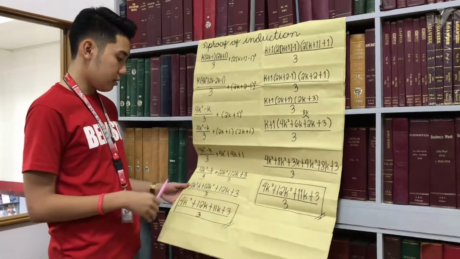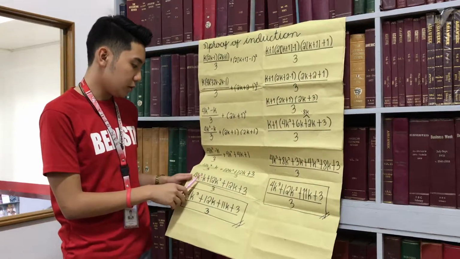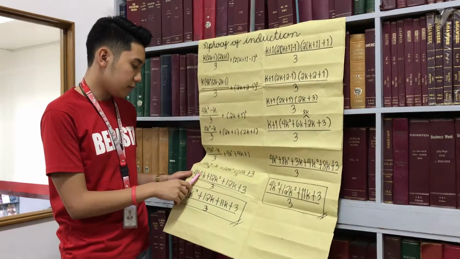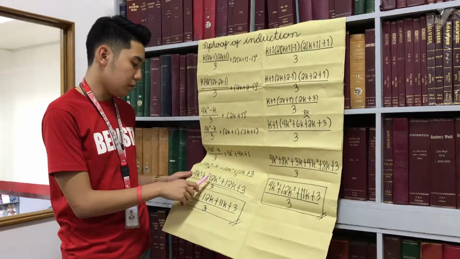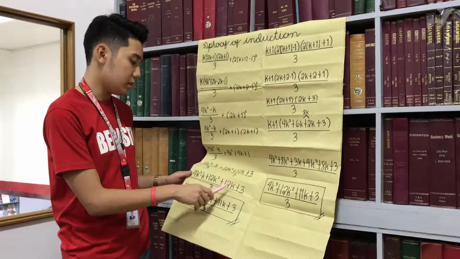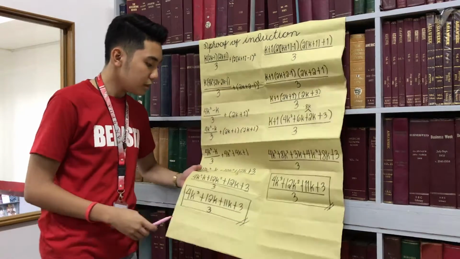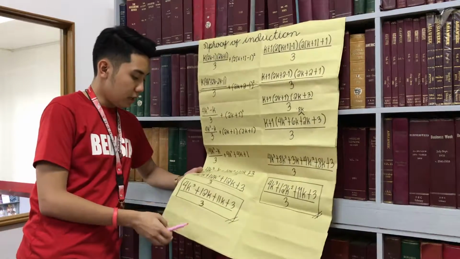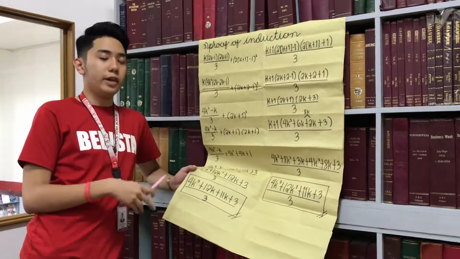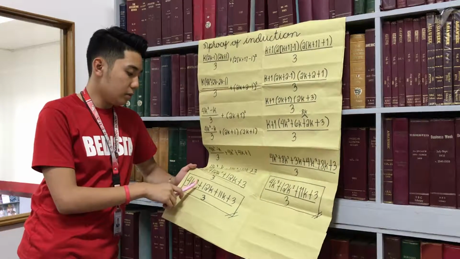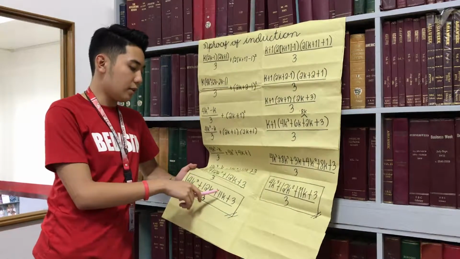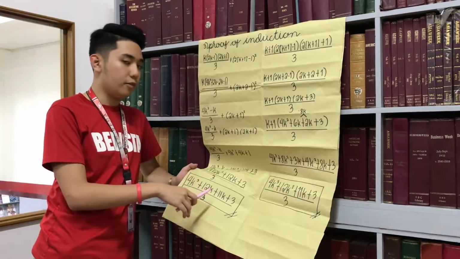Then you can add this. This will equal 4k cubed minus k plus 12k squared plus 12k plus 3 all over 3. Then you will simplify, and this will be your final answer: 4k cubed plus 12k squared plus 11k plus 3 all over 3.